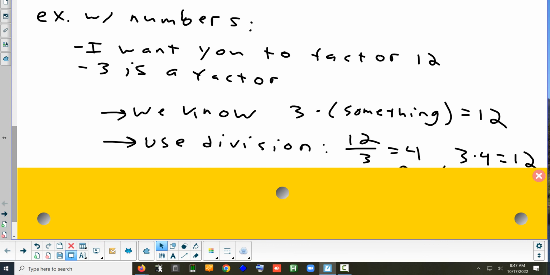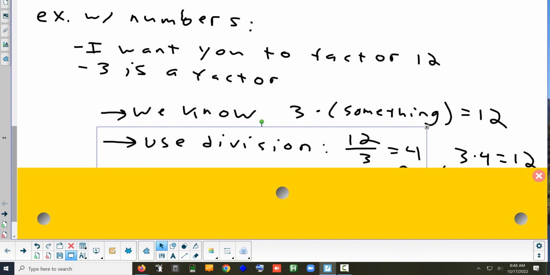Now, 3 is a factor of 12. So when you divide 3 into 12, what do you get for a remainder? 0. And that's very important. Anytime something is a factor of something else, when you divide it, you will get a remainder of 0. If you don't get a remainder of 0, then what you just tried to divide by is not a factor.